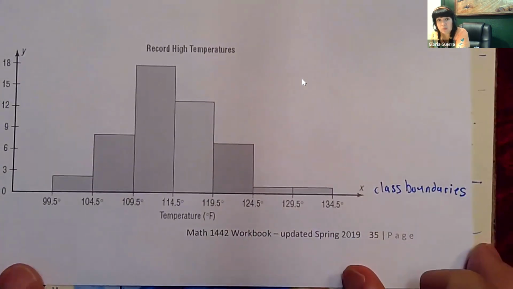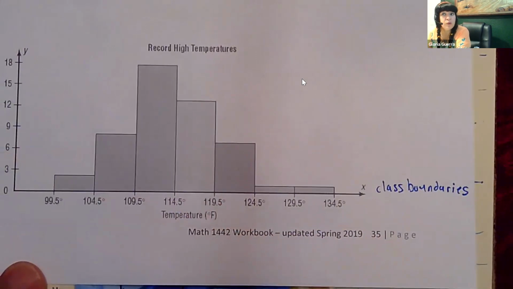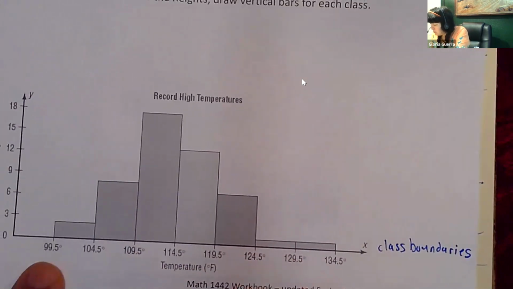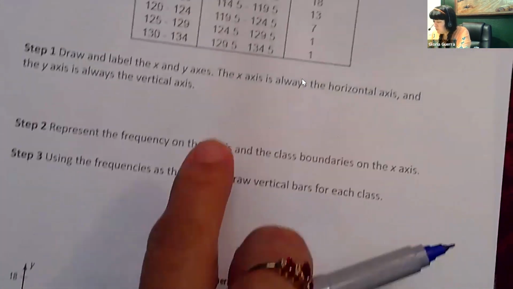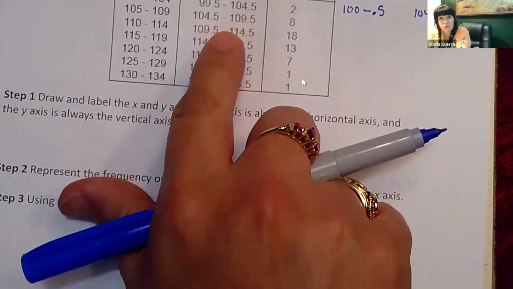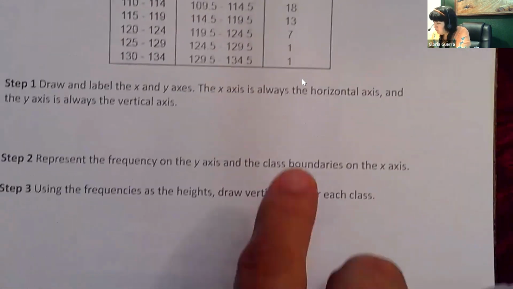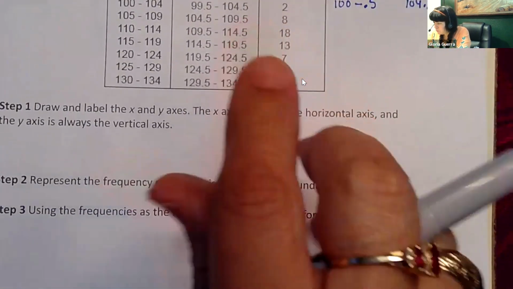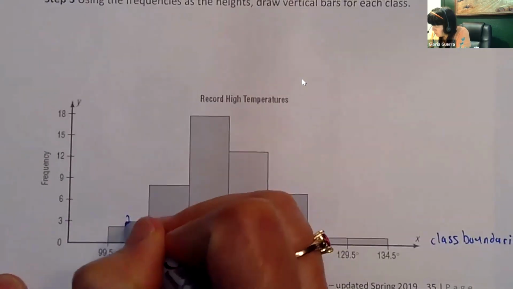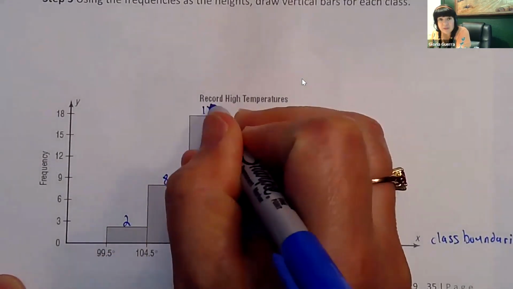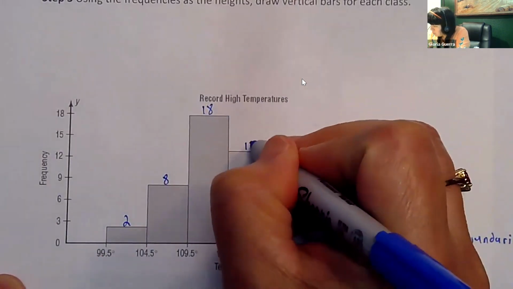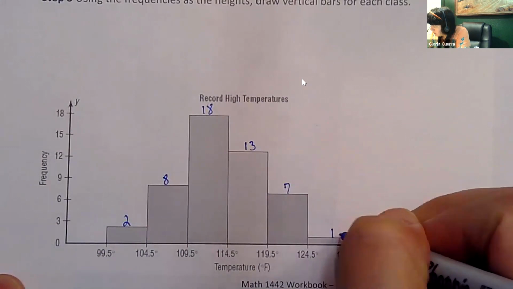So you do have to compute them, or at least the first two, and then you look at your choices and identify the X's by the first two class boundaries that match your work. But you can see here, these are your class boundaries from 99.5 to 104.5, then 104.5 to 109.5. And then you see the frequency, this frequency is 2 and then 8. So that's what we have here, 2 and then 8. And this one's 18. And then this one's 13, 7, 1, and 1.